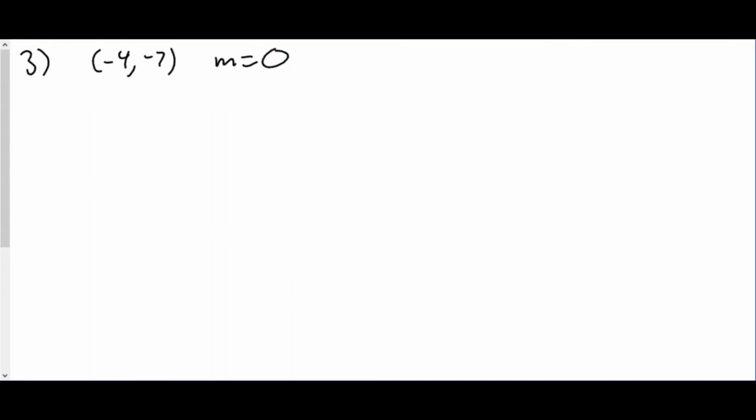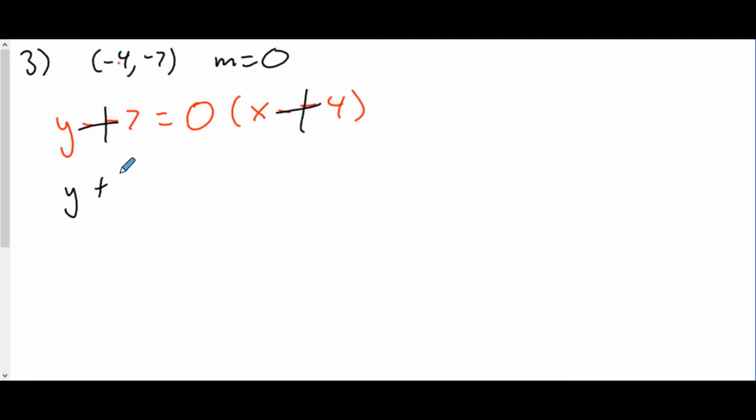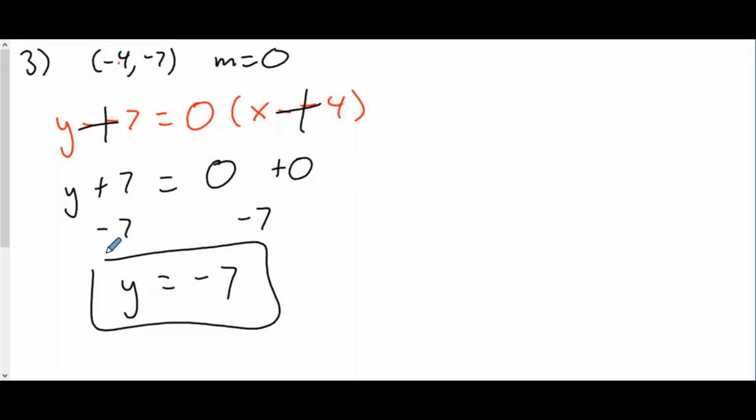The next one, my slope is 0. Let's fill in the point. Y minus my y value of -7 equals m, which is 0, x minus a -4. So I've got two minus the negatives here, which I will go ahead and make plus. So over here I've got y plus 0 equals 0 times x is 0, not 0x, just write 0. 0 times 4 is also 0. So really this whole side is just 0. I still want to get y by itself, so I'll subtract 7 on both sides, and I end up with just y equals -7.